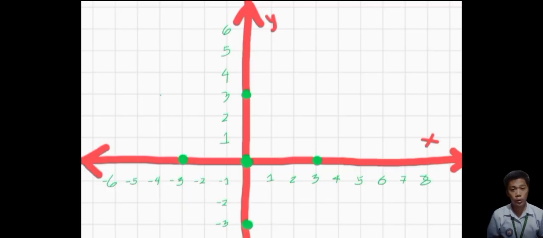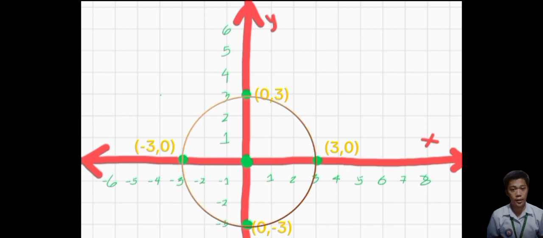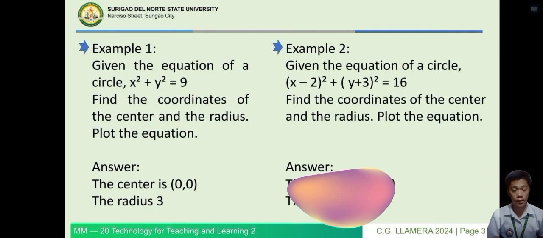Then let's plot this point. Since the center of the circle is at point (0, 0) and the radius is 3, we are going to travel 3 units up, so we have (0, 3), and then 3 units down, so we have (0, -3). Then 3 units to the left, so we have (-3, 0), and 3 units to the right, so (3, 0). And then let's connect the points. So this is the illustration of an equation of a circle. Let's proceed to number 2.